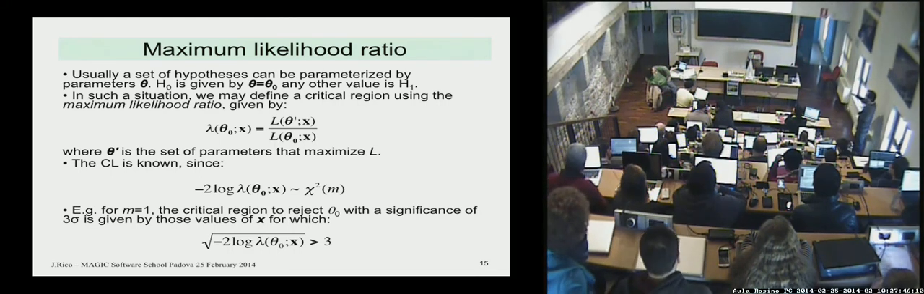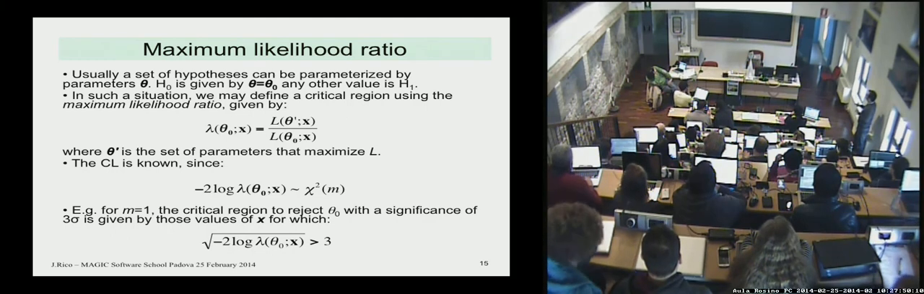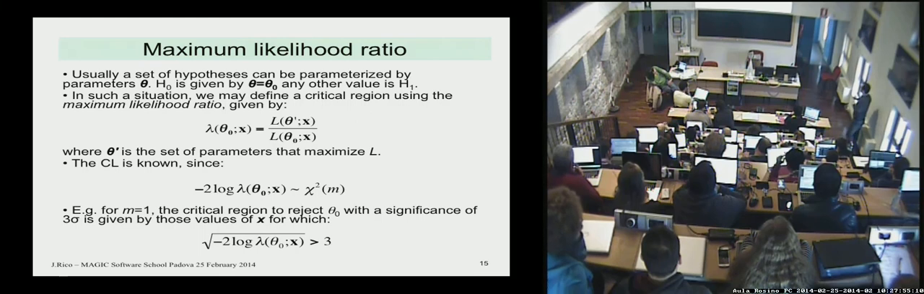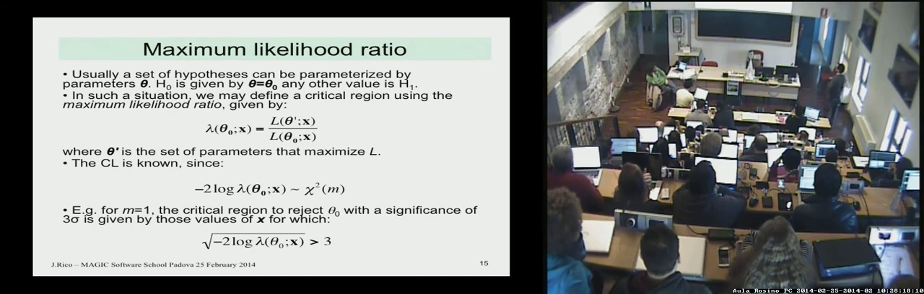And then again, we have this property that we use. For example, if m equals 1, we have only one parameter, like the case of the example before. The critical region to reject theta 0, so no gamma rays, with a significance, let's say, of 3 sigma, is given by those values of x for which this property is fulfilled: the square root of -2 log of the likelihood ratio is greater than 3. This 3 is just the number of standard deviations by construction, because of this property here.